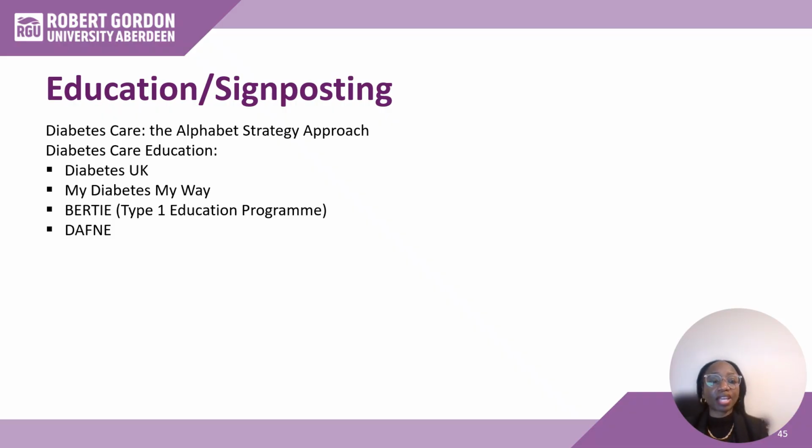For diabetes care, the alphabet strategy approach is one that has been used, and we'll cover it in the next series. We also have diabetes care education. We have Diabetes UK, some of whose videos we watched in the previous lesson. We also have My Diabetes My Way, a good platform where patients can join a community of others with diabetes. We also have the Bertie Type 1 Diabetes Education Program, and then there's also Daphne.